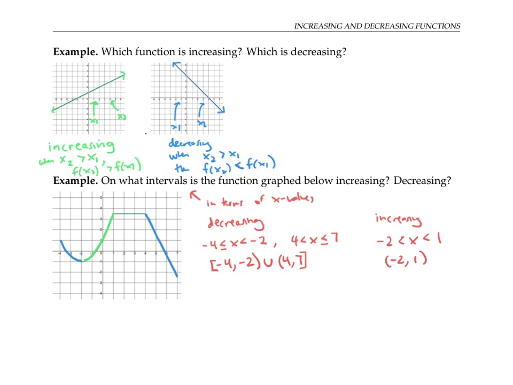I'm going to modify my graph just a little bit now by putting arrows on the end. When I have arrows instead of dots or hard stops, that signifies that the function continues in the same direction forever.